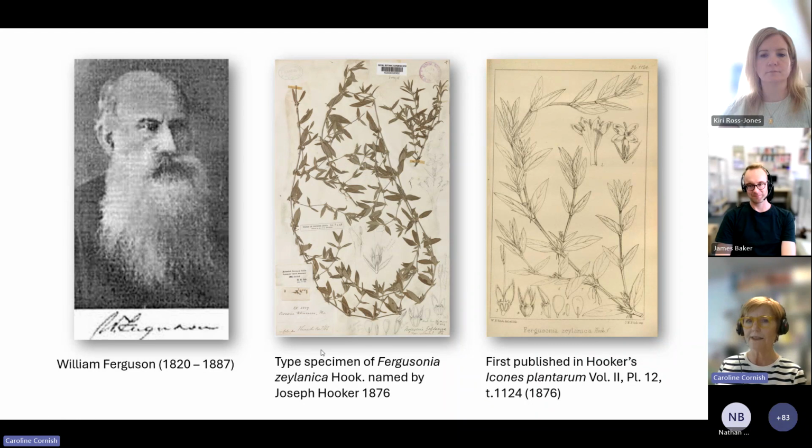And here on the right, the plate accompanying the description of this species in the Kew publication Icones Plantarum in 1876. So you can see how I'm working across different sorts of collections to build a picture behind this object.